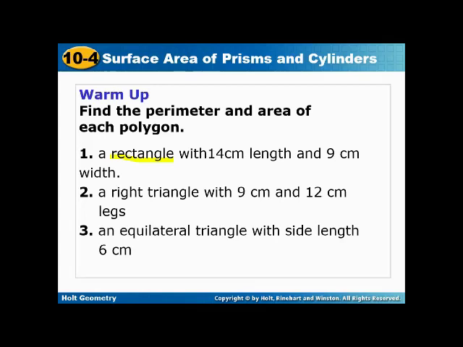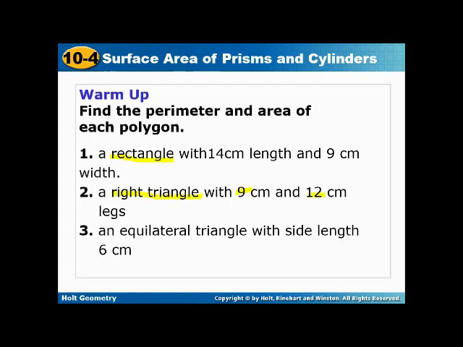Find also the perimeter and the area of a right triangle with 9 centimeter and 12 centimeter legs. I want you all to solve it before you start this lesson in order to be ready for any question in this lesson. For the right triangle, the legs will be the base. This is the base and this is the height. And in order to find the perimeter, we must find the hypotenuse for this right triangle in order to add all sides.